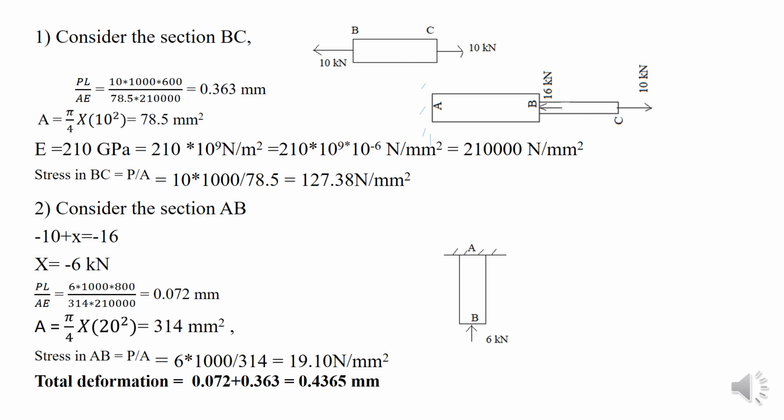So the total deformation will be the deformation of the first bar plus that of the second bar. The total deformation is equal to 0.072 plus 0.363, and that's equal to 0.4365 mm. Since both are tensile in nature, we can just add. So the total deformation is equal to 0.4365 mm.